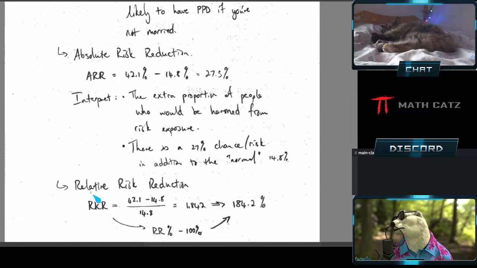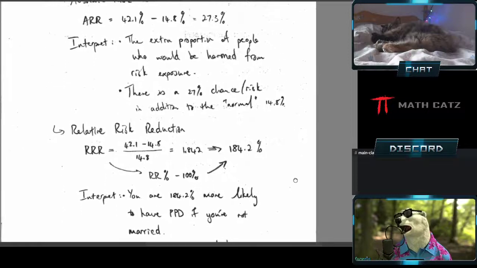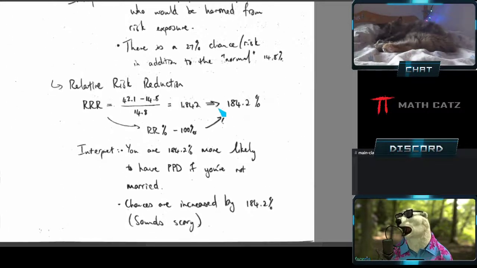So what the relative risk reduction allows me to say is the actual percentage increase on top of the base. So I like to think of this one in terms of percentage and interpret it as you are 184% more likely to have postpartum depression if you're not married, or your chance of having postpartum depression is increased. It's an increase of 184% if you're not married.